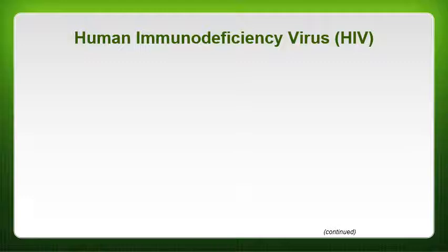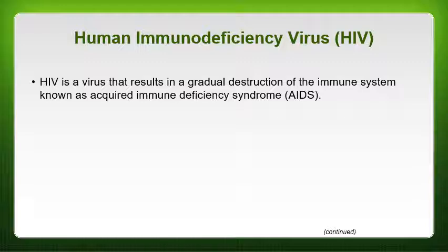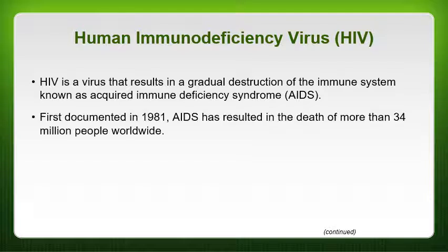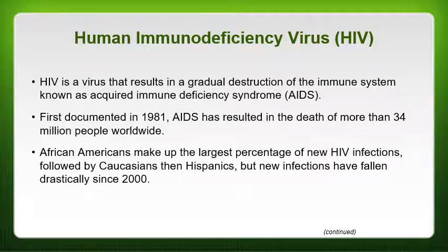So that takes us into our hematologic disorders. We looked at a lot of our autoimmune disorders, so now we look at our hematologic disorders. HIV is a virus that results in gradual destruction of the immune system, known as acquired immunodeficiency syndrome. The first documented case was in 1981 and has resulted in the death of more than 34 million people worldwide. African Americans make up the largest percentage of new HIV infections, followed by Caucasians, then Hispanics. Interestingly enough, though, in general, new infections have fallen drastically since 2000.